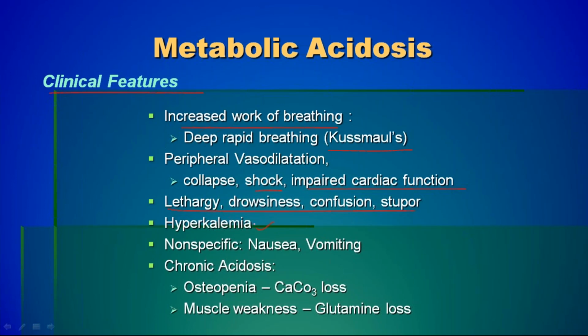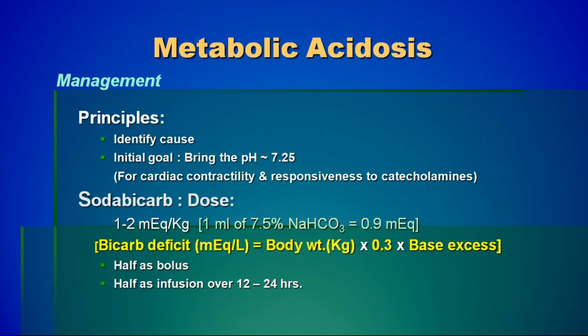hyperkalemia. We'll see how the hyperkalemia develops later. Non-specific symptoms like nausea and vomiting. In chronic acidosis, a gradual calcium loss is there. Calcium carbonate is lost and bone resorption occurs. And muscle weakness develops because of the loss of glutamine from the body. So these are the clinical features of acidosis.